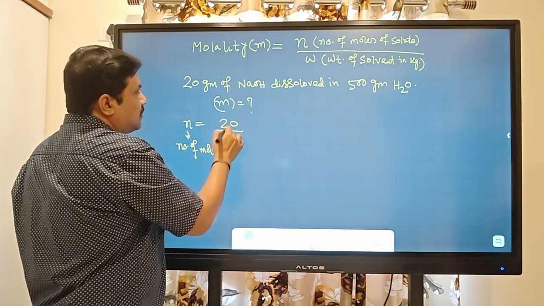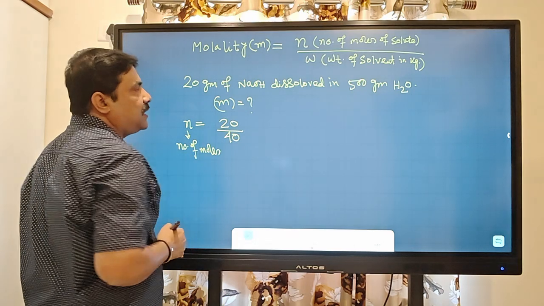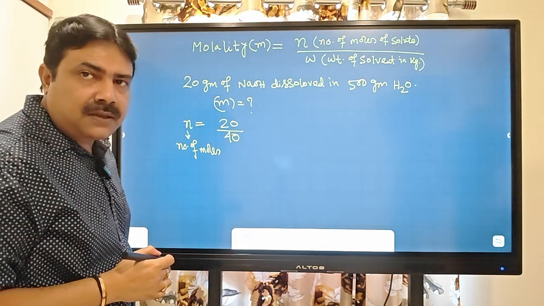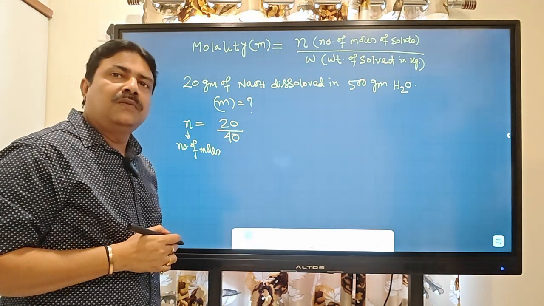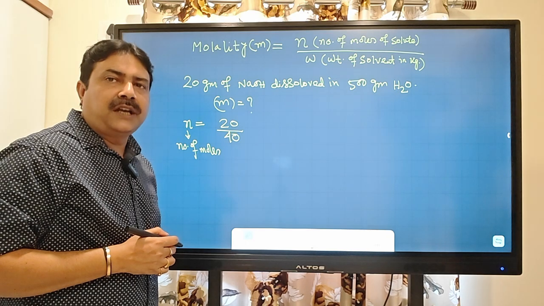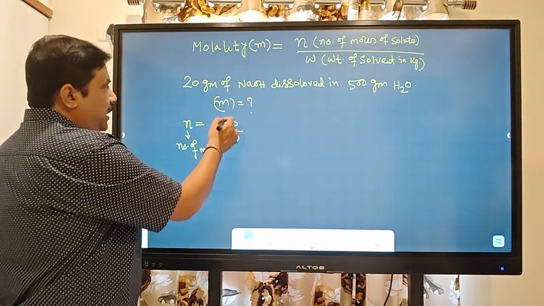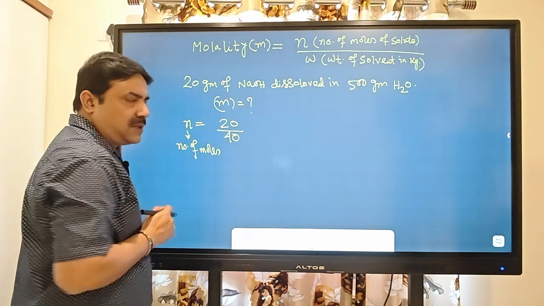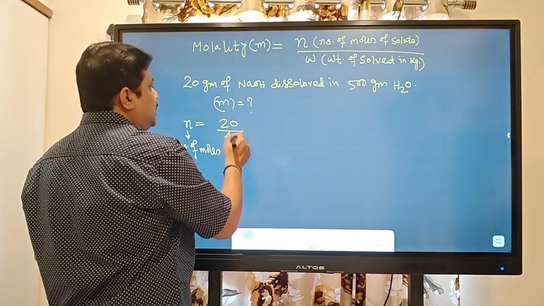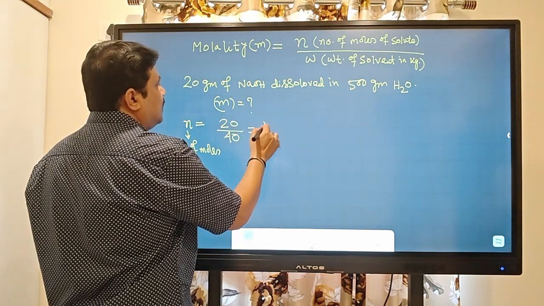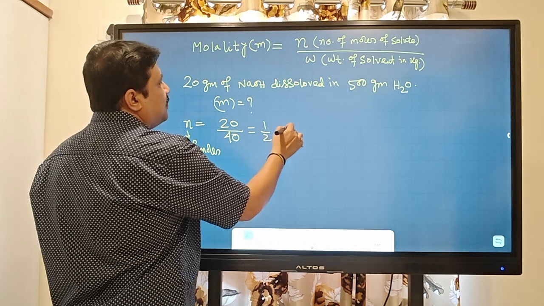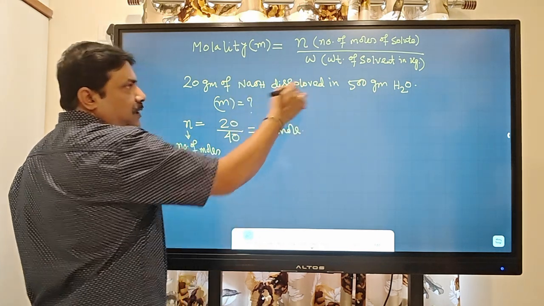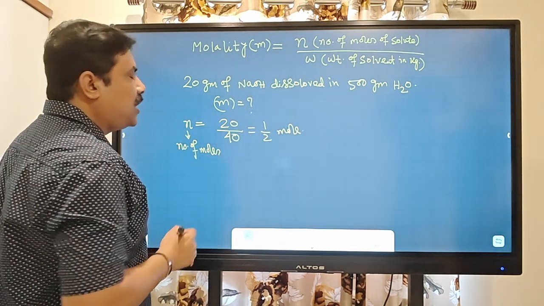So the given weight of solute, NaOH, is 20. Molar mass of NaOH is how much? 40, because sodium is 23 plus oxygen 16 plus hydrogen 1, which gives 40. Given weight is 20, molar mass of NaOH is 40, grams cancel out. So 20 by 40 is 1 by 2 mole. That means half a mole of NaOH is present in 500 gram of water.